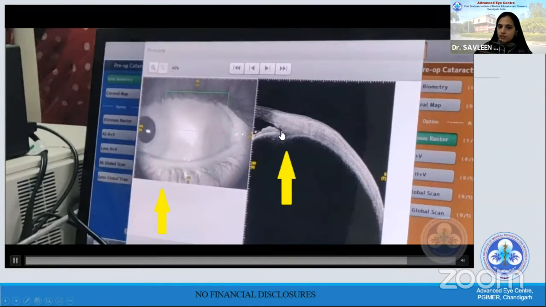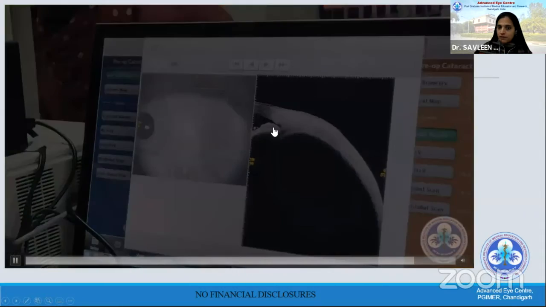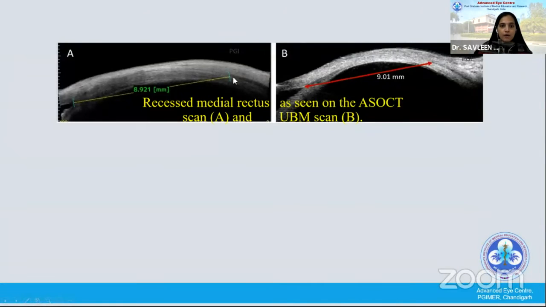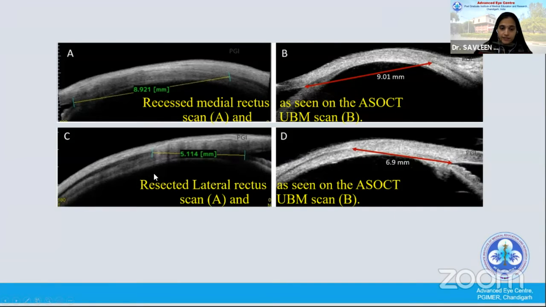So you can take measurements from the angle as well as from the limbus, the same way that you did on the UBM. So this is how a recessed medial rectus looks on the ASOCT vis-a-vis the same muscle of the same patient on the UBM. Again, a resected lateral rectus on the ASOCT vis-a-vis on the UBM.